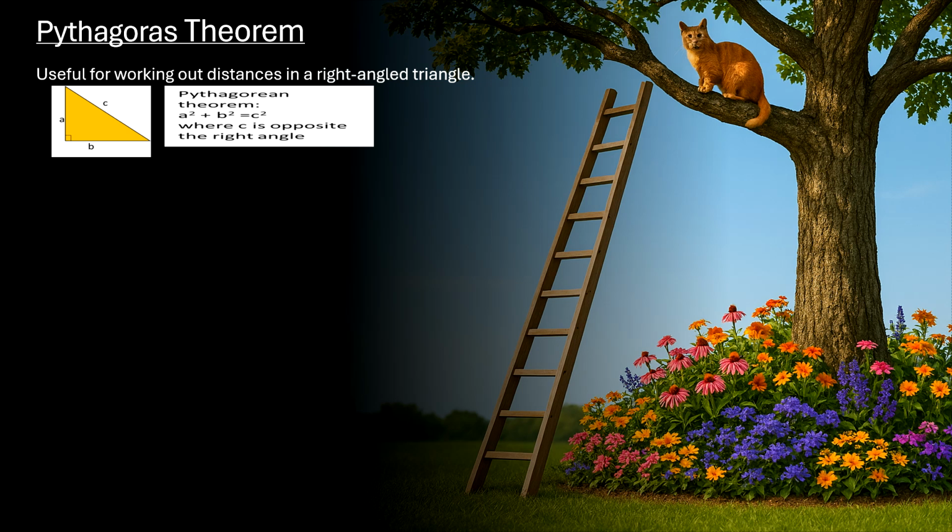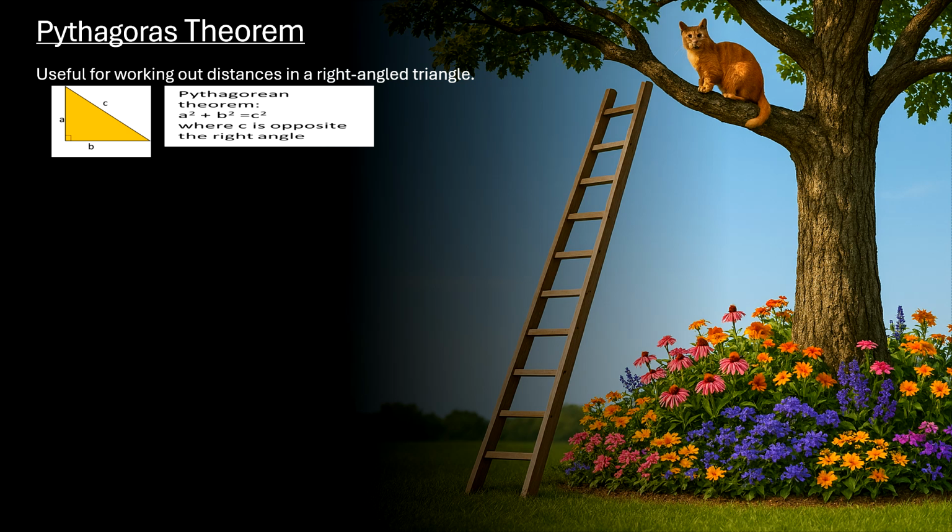Hi there. So for this maths question, a cat has gotten stuck up a tree. It has climbed up the tree but is unable to climb down. So what we need to do is place a ladder, use the ladder to climb the tree and rescue the cat. But the problem is, we're not sure exactly how to determine the length of the ladder yet. And to do that, we will need to use Pythagoras theorem.